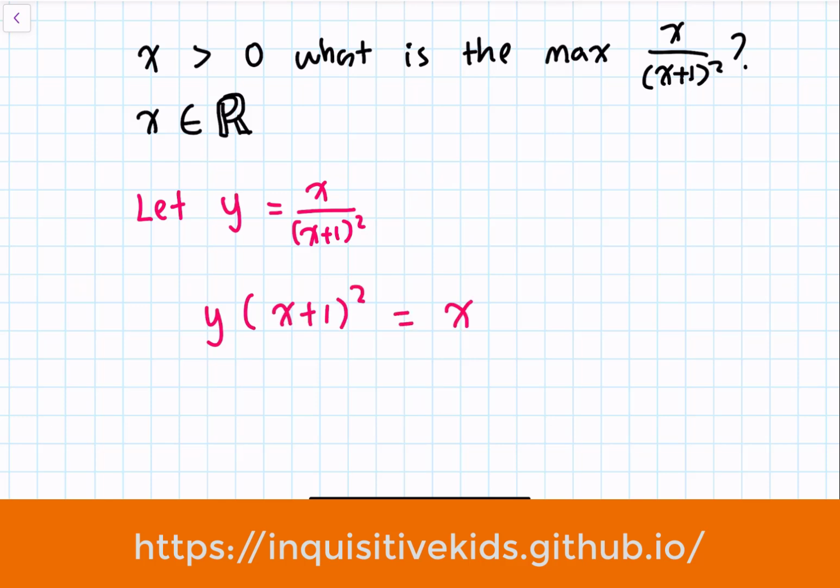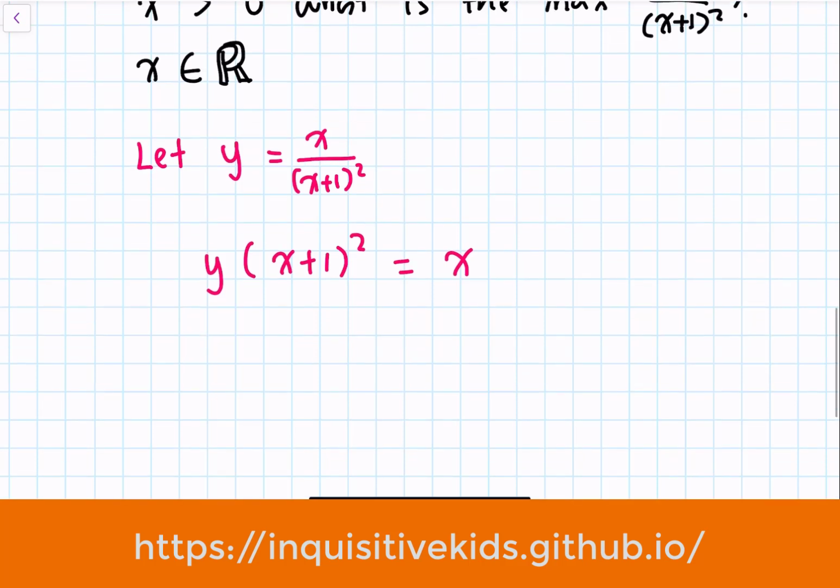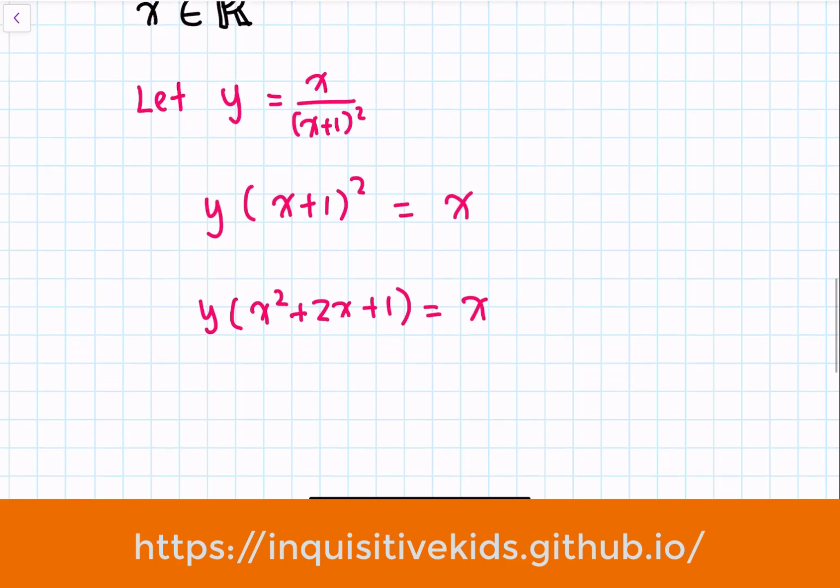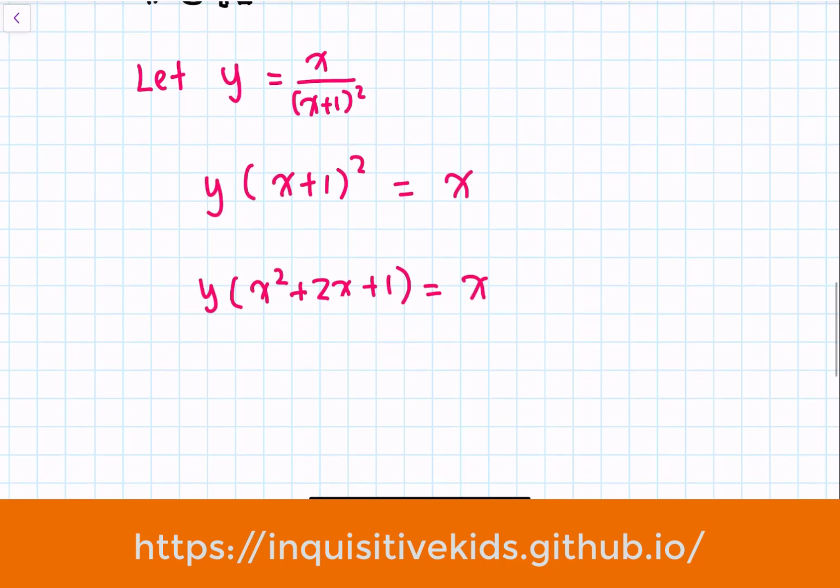So we get this. And then we can expand the x plus 1 squared to get y times x squared plus 2x plus 1 is equal to x. And then we distribute the y into here to get yx squared plus 2yx plus y equals x.